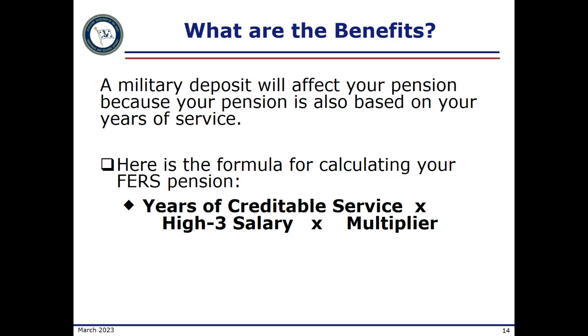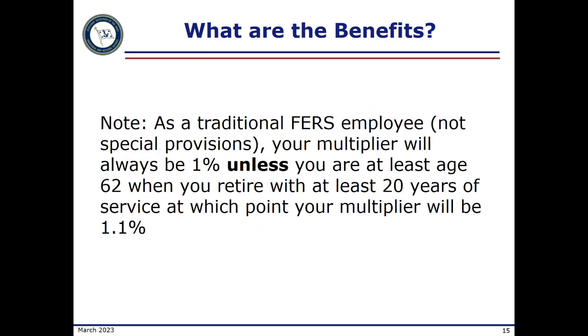This example shows how making a military deposit can affect your retirement annuity or pension. Your total years of creditable service are used in the calculation of your first pension. So you take your years of creditable service and multiply that by your high three salary. Your high three is the highest average basic pay you earned during any 3 consecutive years of federal service. And then you multiply that by your multiplier. And we'll discuss what the multiplier is on the next screen.